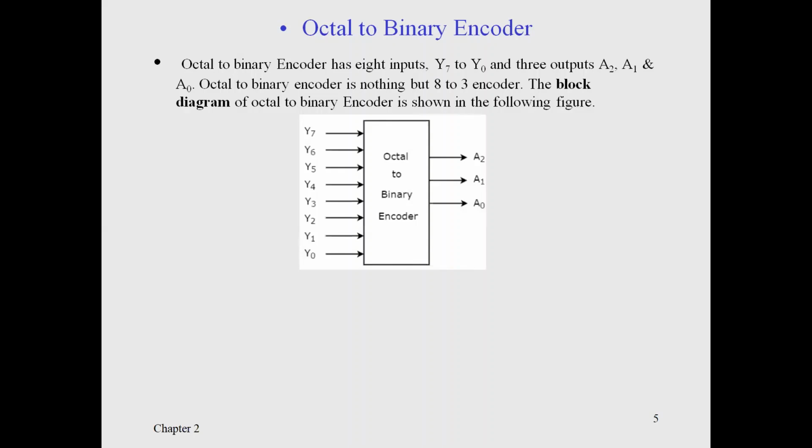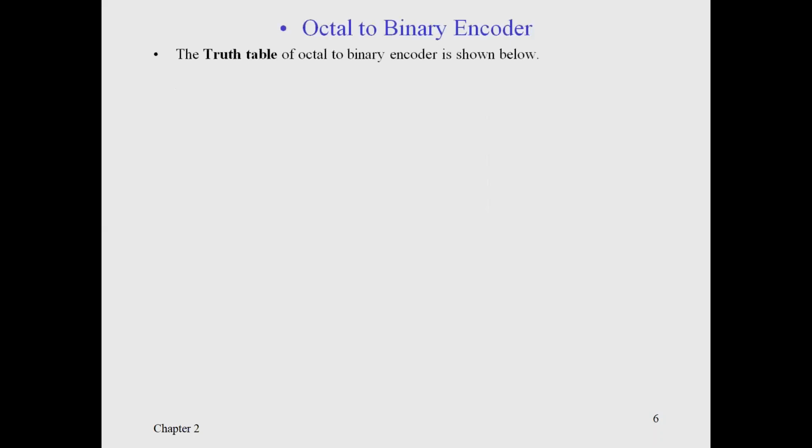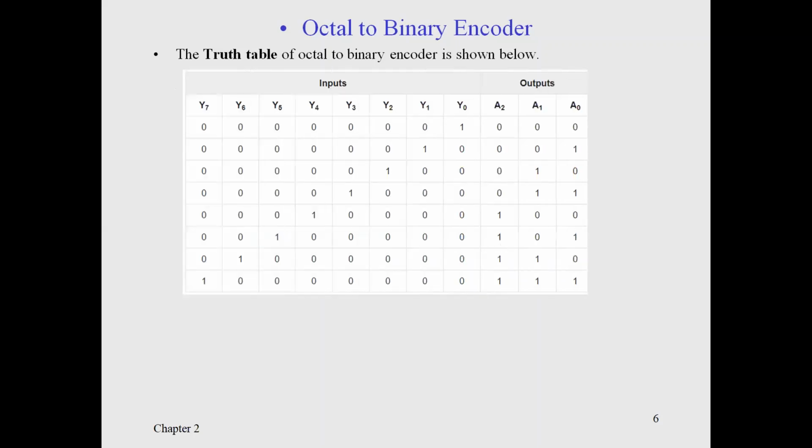So this is the block diagram of octal to binary. Clearly Y0 to Y7 has basically 8 inputs and 3 outputs for octal to binary encoding. So at any time only one of these 8 inputs can be 1 in order to get the respective binary code. So the truth table of octal to binary encoder is shown below. It is the same like 4 to 2, but here it is 8 to 3. So the inputs are Y0 to Y7, and these are the 3 outputs.